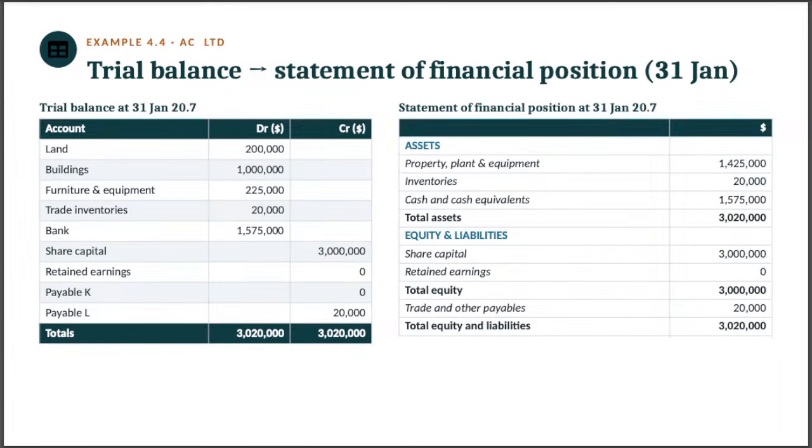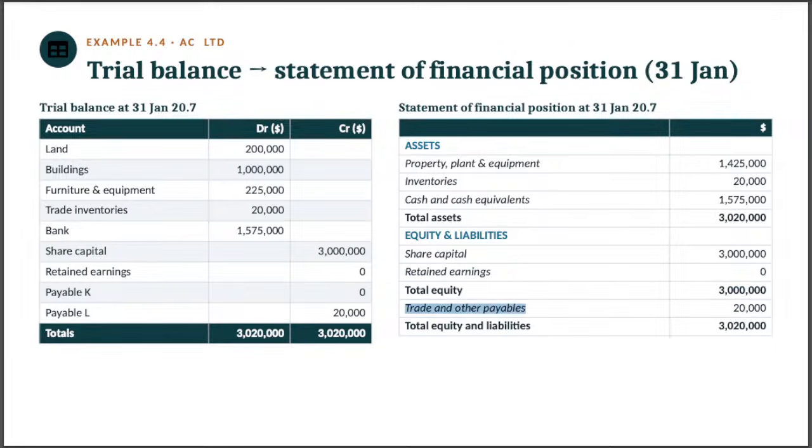So, the trial balance to the statement of financial position on the 31st of January. Here's our trial balance at the 31st of January. As you see here, we have them both balancing out, the debit side and the credit side, at $3,020,000. Now here's our statement of financial position on the 31st of January. We have the assets: the property, plant, equipment, inventories, cash, all this good stuff. The total assets, when we add it all up, is $3,020,000. So these are fixed assets and all that. Now we have equity and liabilities: share capital, retained earnings. That's our total equity right there, $3 million.